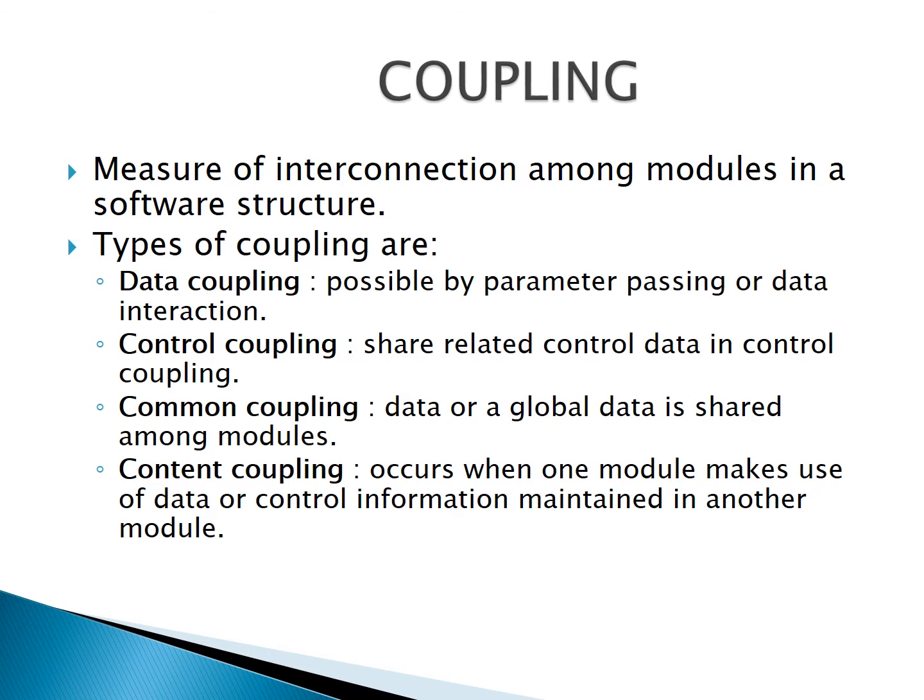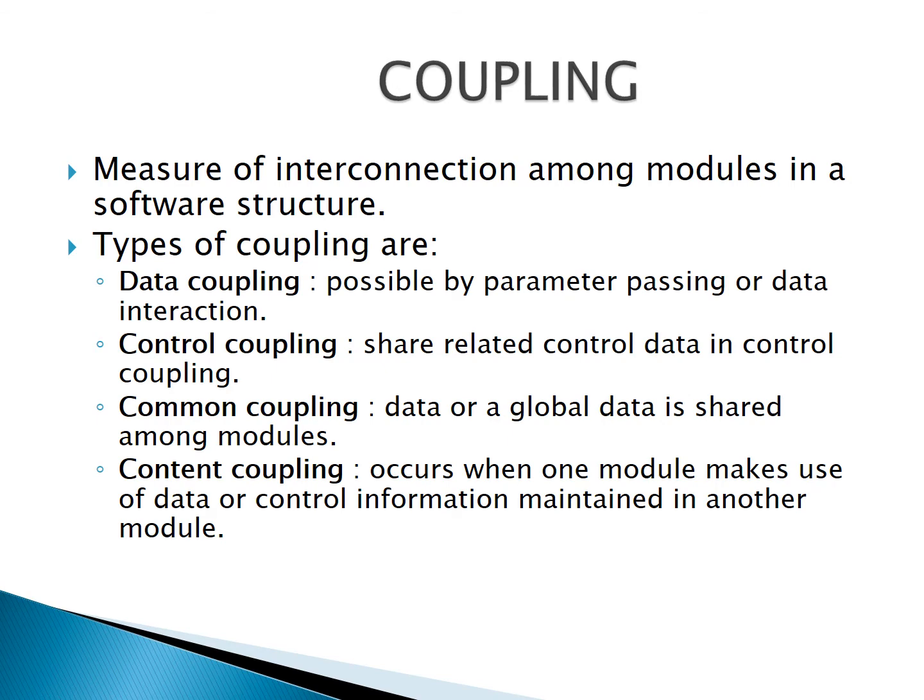Coupling. It is a measure of interconnection among modules in the software structure. There are various types of coupling: data coupling, control coupling, common coupling, and content coupling. In data coupling, the modules pass parameters or do data interaction among themselves.